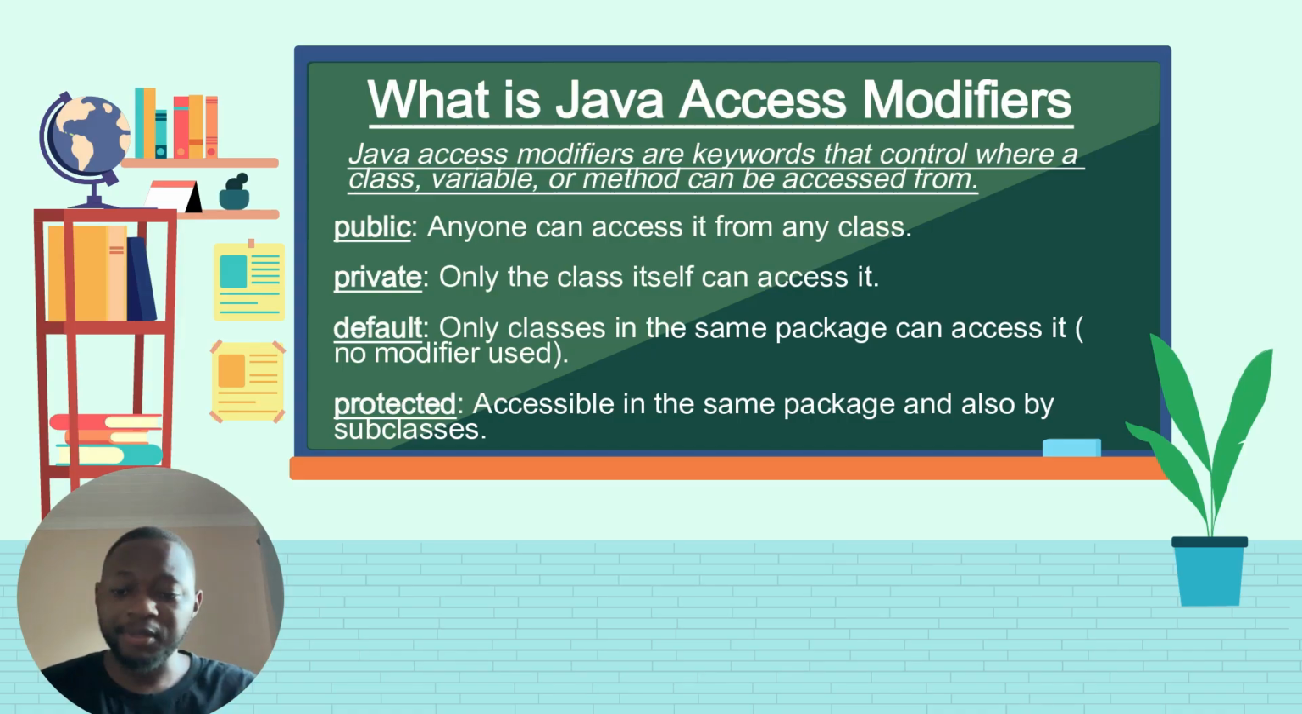And you have your default access modifier. The default access modifier means that you can only access that variable in the same package. You can only access that variable in the same package. You can't access it on other packages.